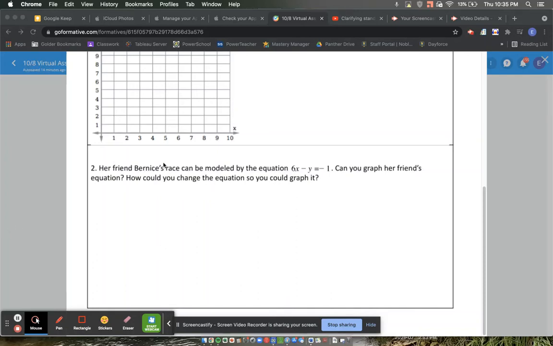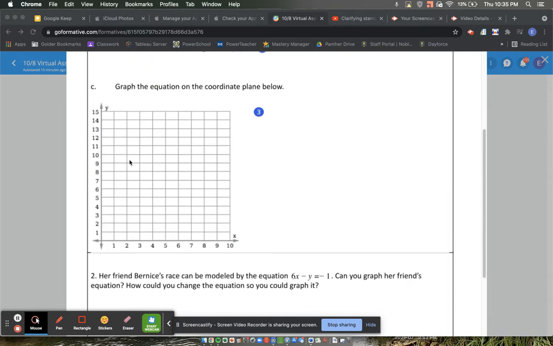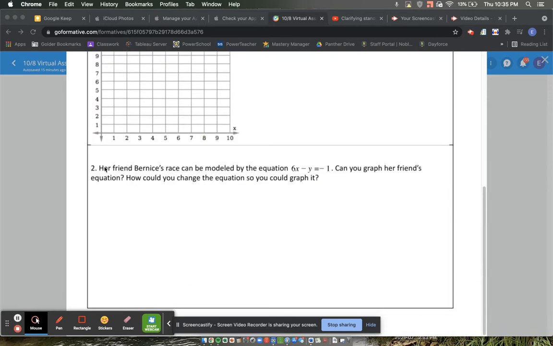All right, so for this problem here, we went and graphed this already, you should have. Now it's saying, well, her friend Bernice's race can be modeled by the equation 6x minus y equals -1. Can you graph her friend's equation? How could you change the equation so you could graph it?